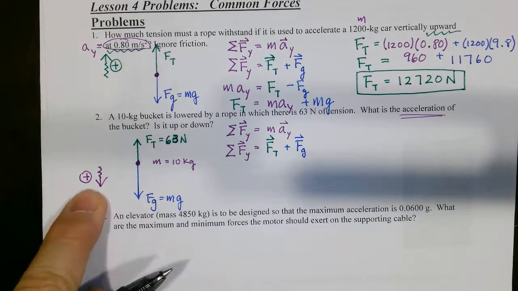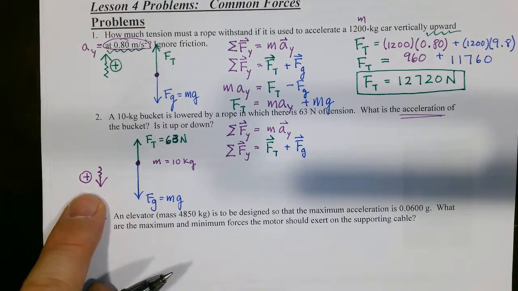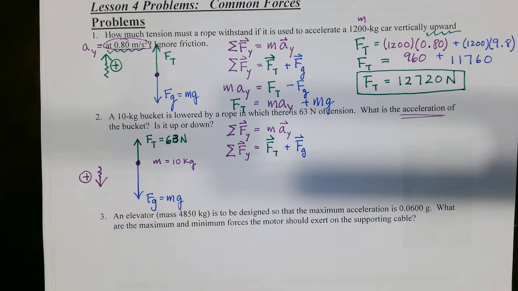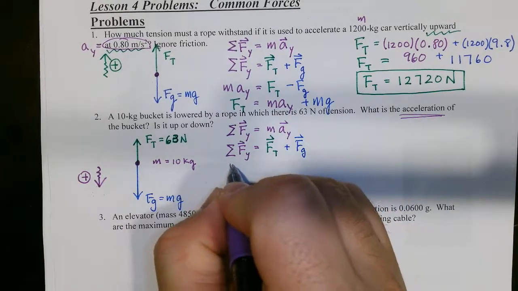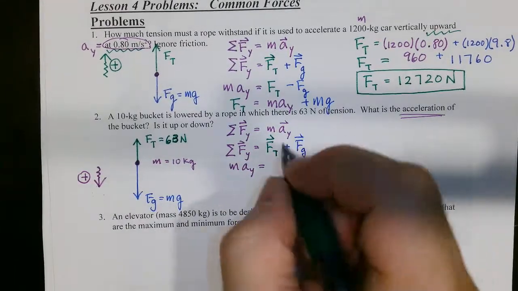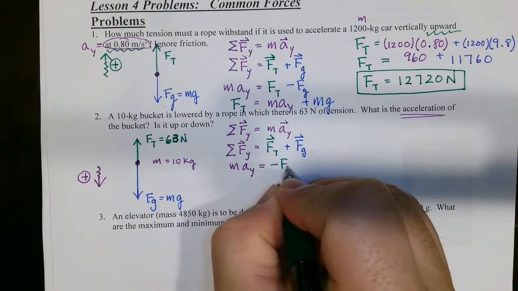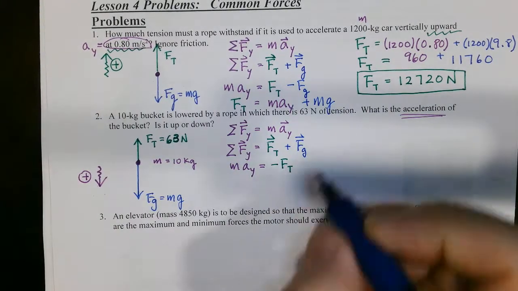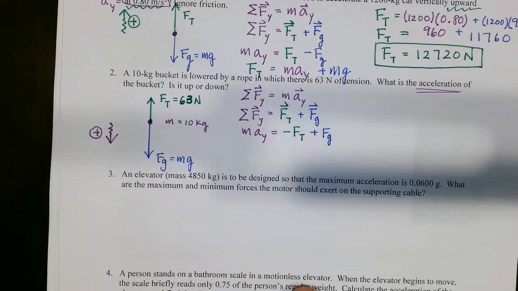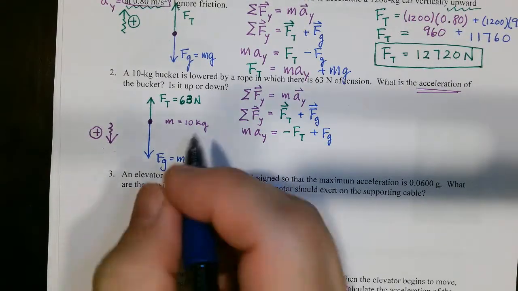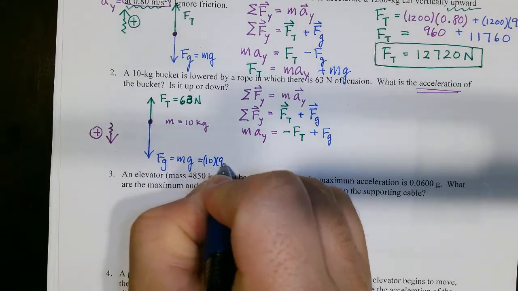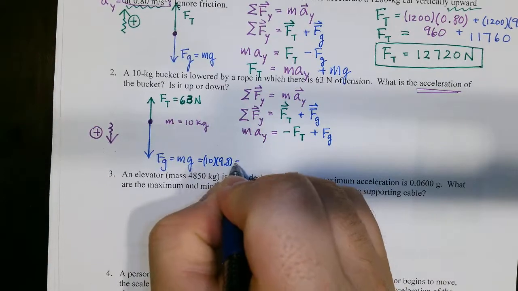Now, don't forget, I'm going to make the direction of motion positive here. So I'm going to say my downward direction is positive. If I set them equal to each other, may is equal to my F tension, in this case negative, and my Fg in our case is positive. Okay? So we know what Fg is. Fg is equal to 10 times 9.8, and that is 98 newtons.